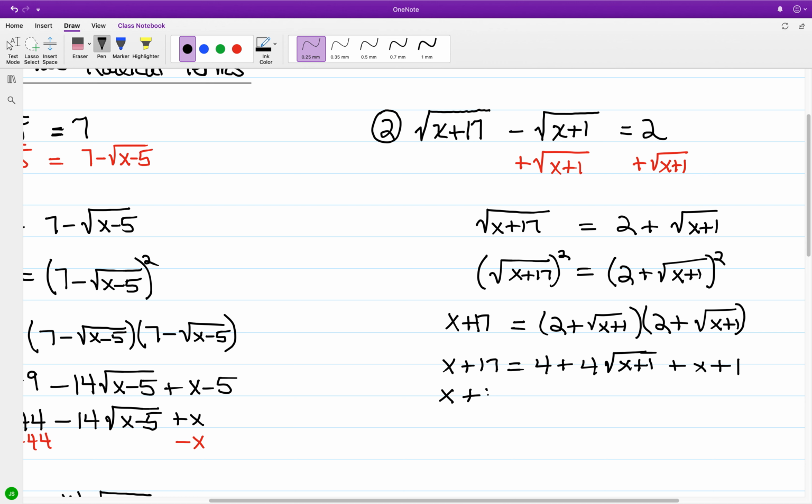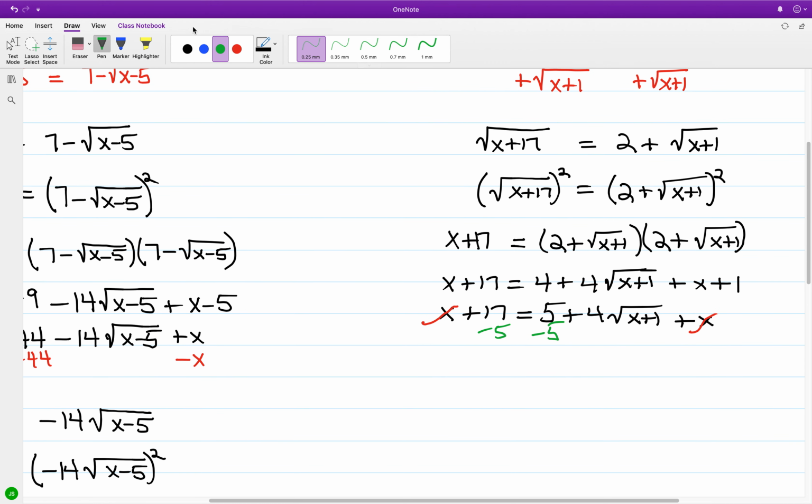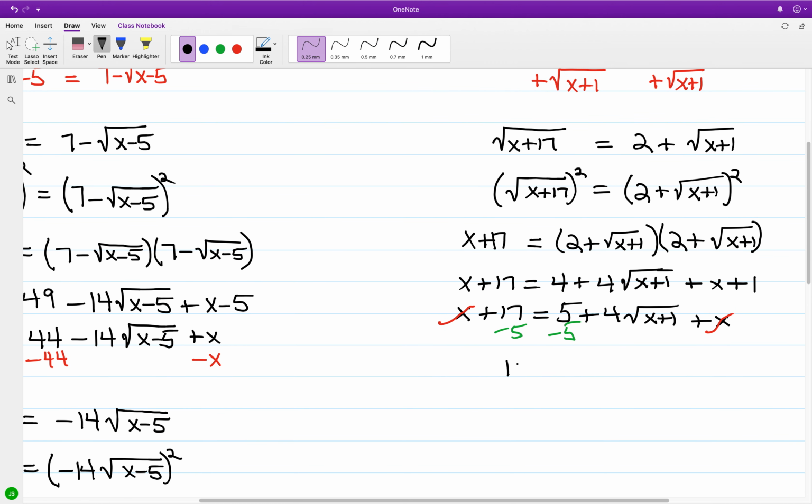And we have upon combining, okay, so we're going to have, in this one, so we have 5 plus 4 times, okay, the square root of x plus 1. And we have plus x, and for what is going to occur here, if we combine like terms, x is going to go out, and we have, in the case of moving the 5 over, so as to isolate the radical. Okay, so we have 17 minus 5 is 12, and we have is equal to 4 times the square root of x plus 1.